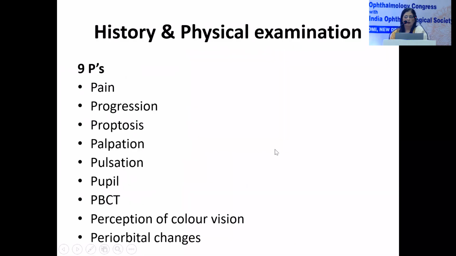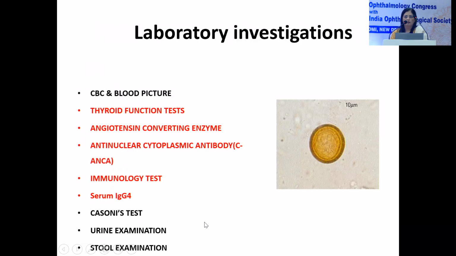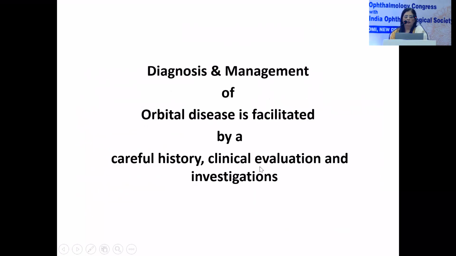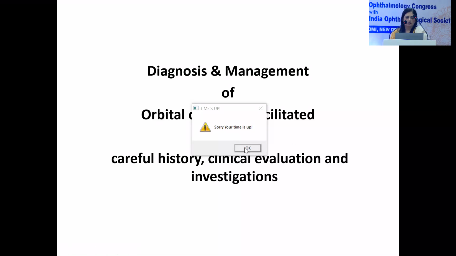So remember, whenever you have a patient with proptosis, remember the 9 P's: pain, progression, proptosis, palpate, pulsation, see the pupil, PBCT, perception of color vision, and periorbital changes. And the 10th one is also important, the past medical or surgical history. In history and physical examination, these P's are important. Then narrow down your differential, order the investigations, lab investigation and imaging, and then you can go ahead and plan the management of these patients.